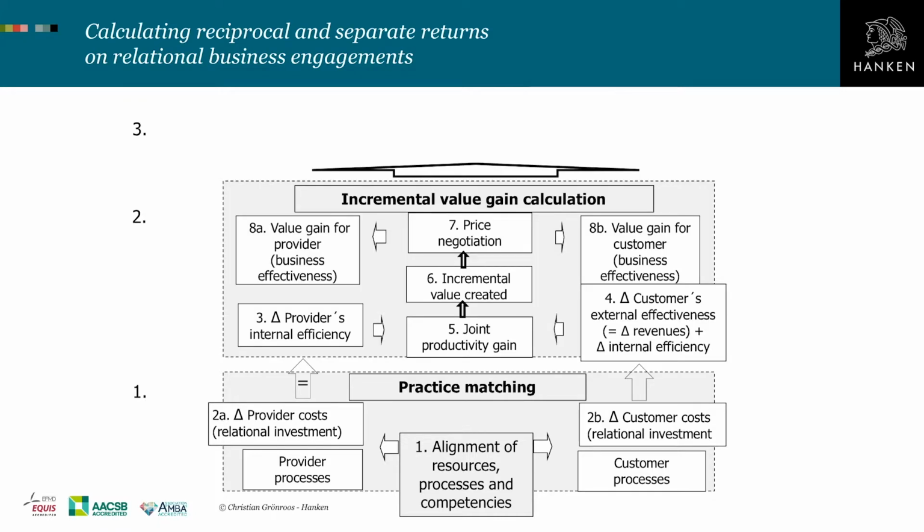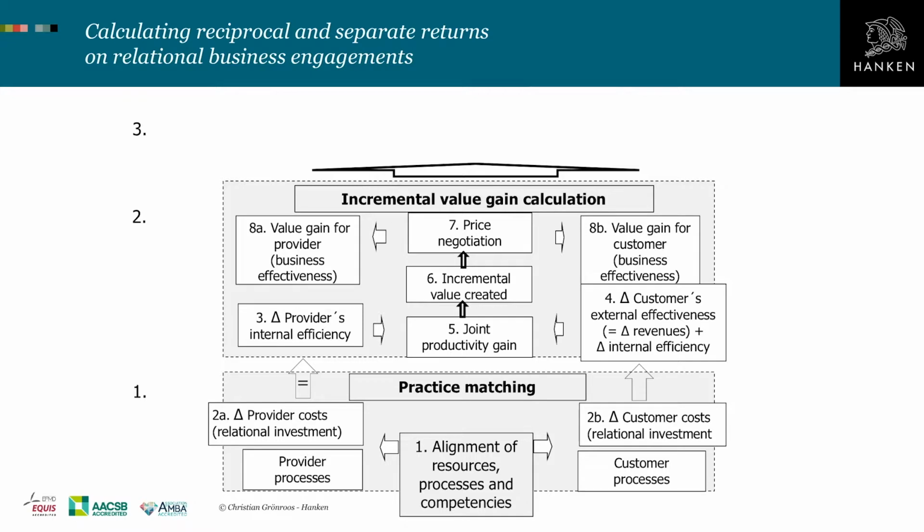Now moving up to phase 2, calculating the incremental value gain. Looking to the left of the figure, the arrow that goes up from the provider cost change is the change in the provider's internal efficiency, separate productivity if you want. That is how much more efficient the provider is now, measured in cost efficiency terms. On the right-hand side, the change in customer cost translates to the customer's internal efficiency.